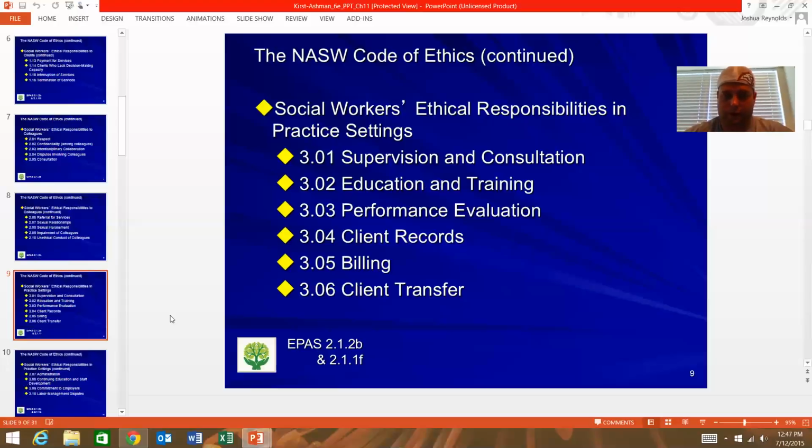We've talked about client records already. Client transfer, if you're leaving or if for some reason you can't serve clients, making sure that you get them to another professional that can. So transferring them over is very important.